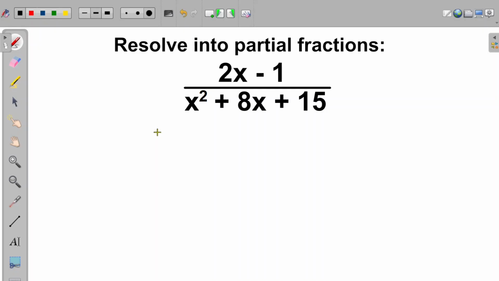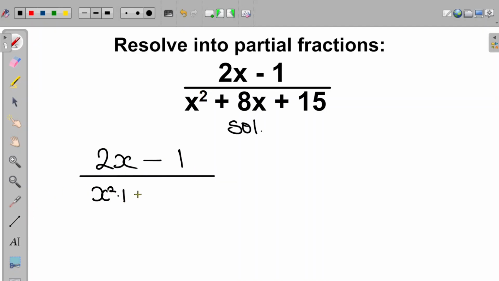We are asked to resolve the compound algebraic fraction into partial fractions. So we have 2x minus 1 divided by x squared plus 8x plus 15. Looking at our compound fraction, we can observe that we have a quadratic expression at the denominator. So the first step we take is to check if this denominator is factorizable.